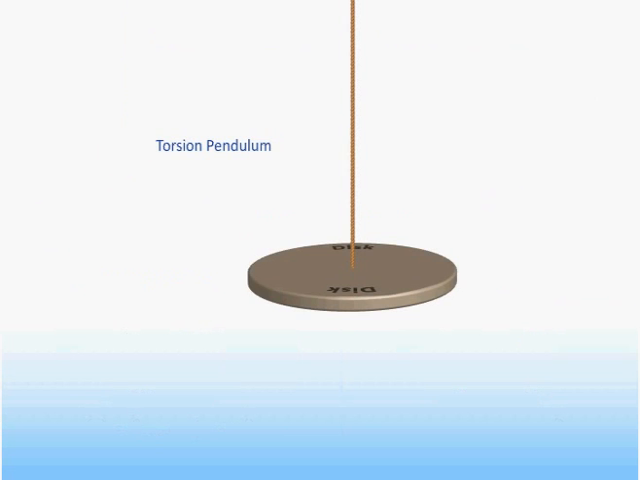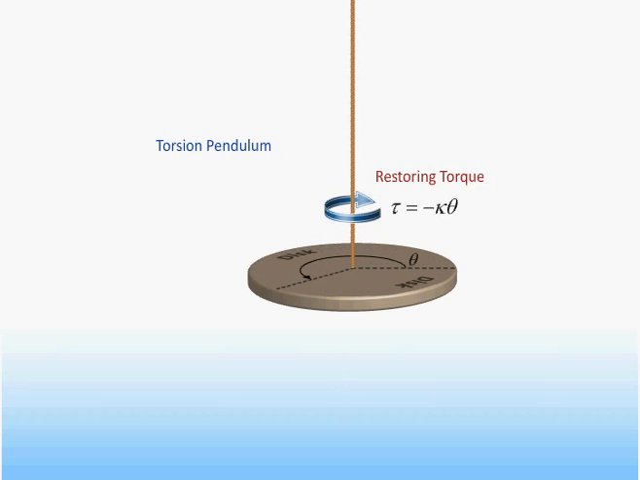Here we see a disc suspended by a vertical wire attached to the center of the disc, parallel to its symmetry axis. The other end of the wire is attached to a fixed support. A rotation of the disc about its symmetry axis causes the wire to twist. Once twisted, the wire exerts a restoring torque on the disc. The magnitude of this torque is proportional to the angle through which the disc has been rotated. The direction of this torque is such that it causes the disc to return to its equilibrium position.